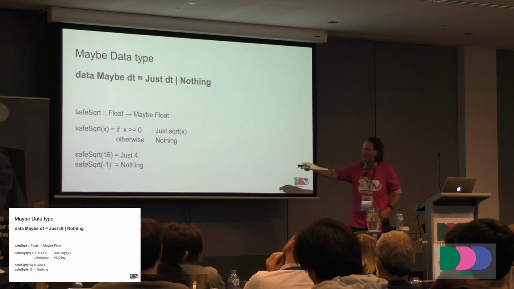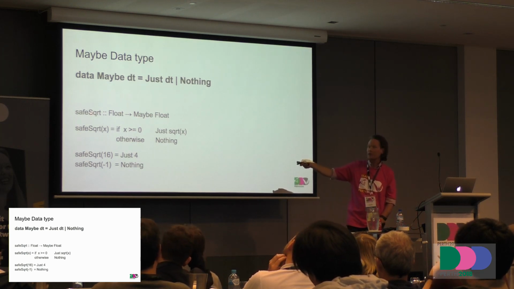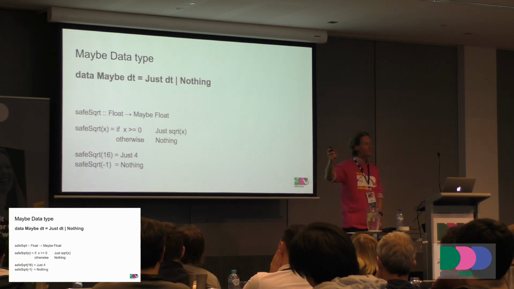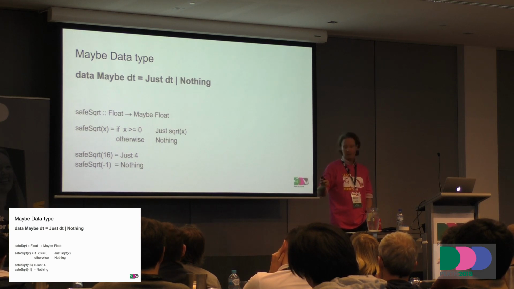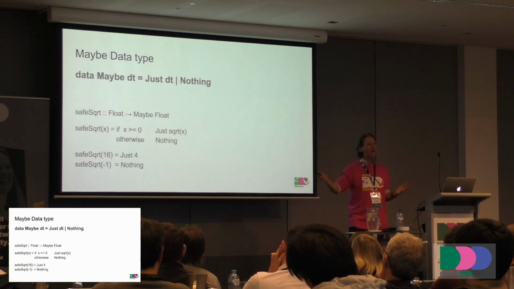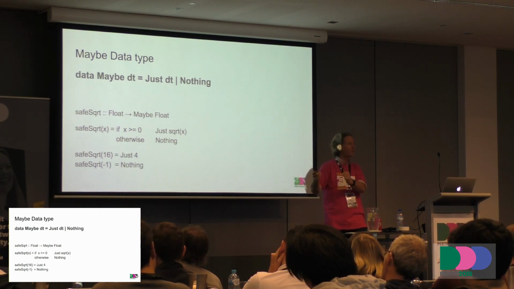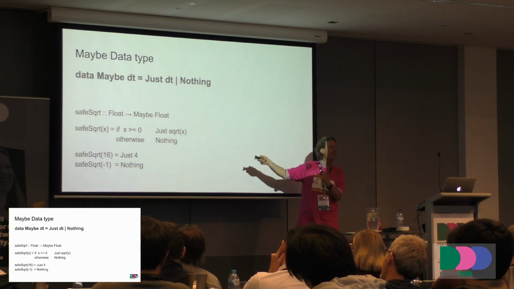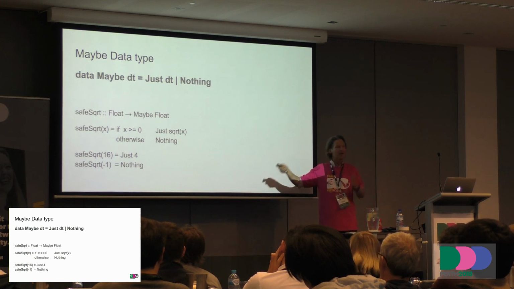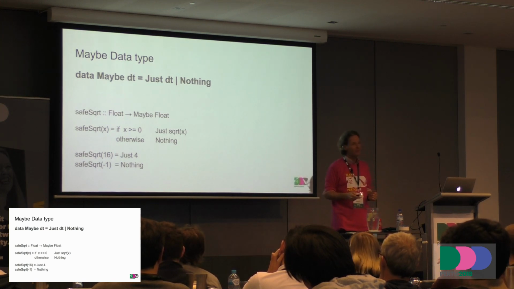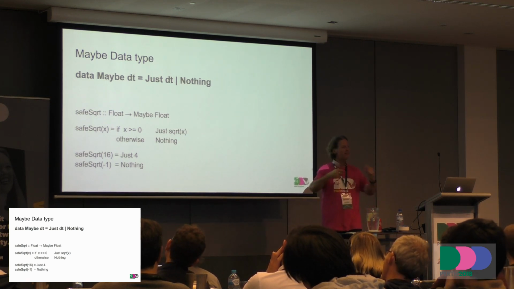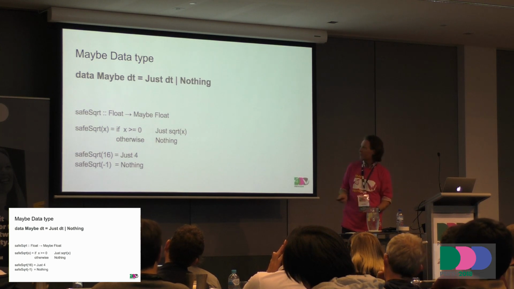And down here you see how we can define this function safe square root. It takes a floating point number, but now rather than returning a float, it returns a maybe a float. If you call it with a number which is greater than 0, then you just get the square root back. So 16, you get square root 4, but it's wrapped inside this just data type. If you call it with -1, you can get back nothing. Something went wrong. I couldn't get a result from the function. So these maybe data types are a way of getting around the problem of needing exceptional circumstances in functions.